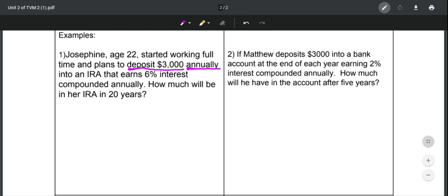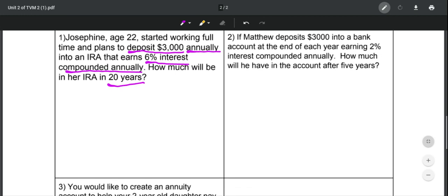So that's how much she's going to be holding back. We don't care about the IRA stuff. It just says it earns 6% interest. We need that. It's compounded annually. We need that, even though when it says she's depositing it annually, it's kind of the same thing. So that just means the N is going to be 1. And then it says how much will be in her IRA in 20 years. So this just means we need to find the future value of this annuity payment in 20 years. If she does this for 20 years, how much is it going to be worth? How much money will she have?